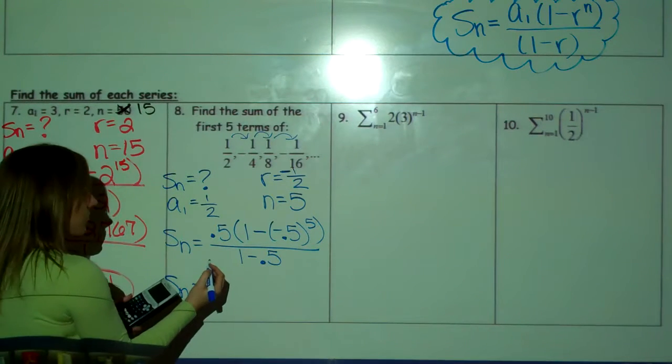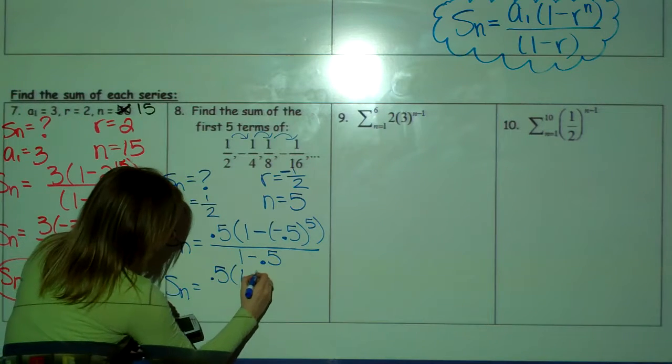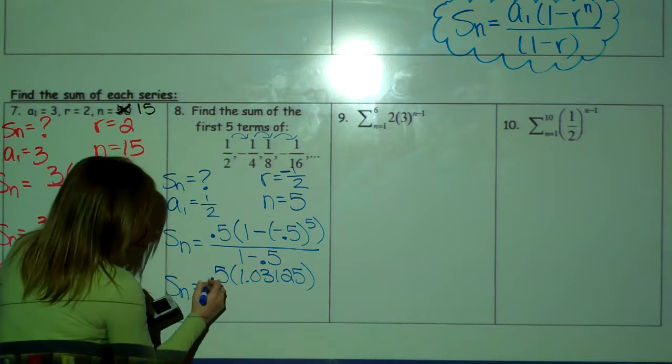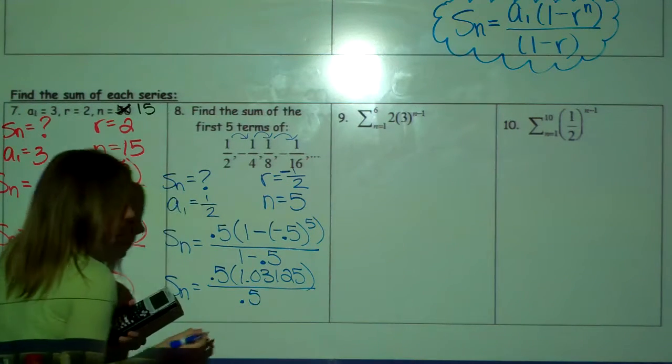I'm just trying to... So 1.03125, that's a fraction. And then 1 minus 0.5 is just 0.5. It's a half.